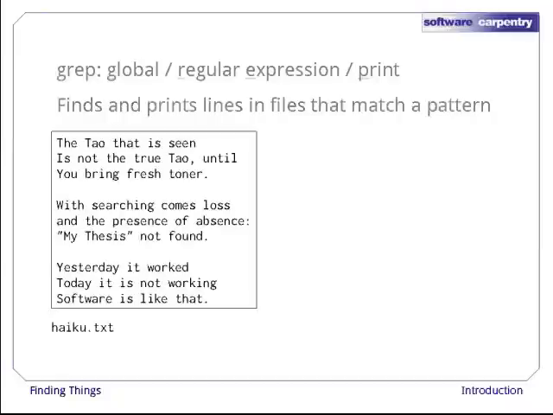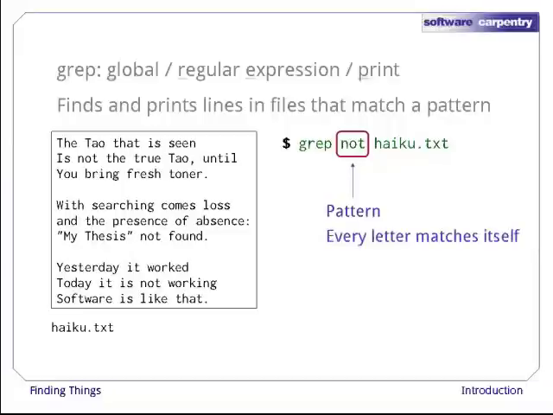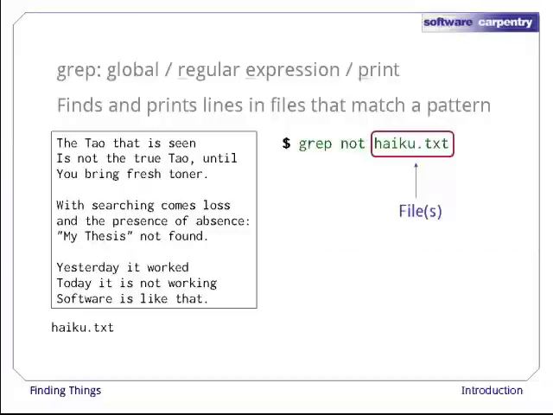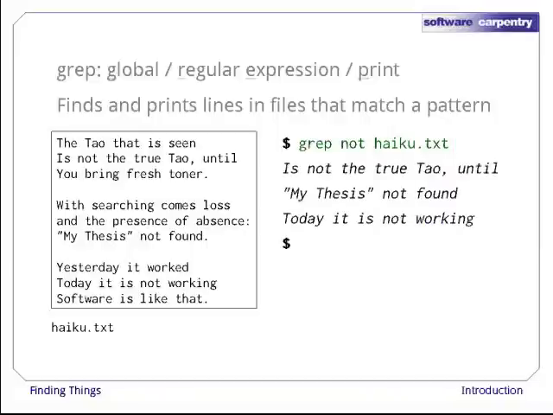Here's the file we'll use for our examples. It contains 3 computer haikus taken from a competition that Salon magazine ran in 1998. Let's run the command grep not haiku.txt. Here, not is the pattern we're searching for. It's a pretty simple pattern. Every alphanumeric character matches against itself. After the pattern comes the name or names of the files we're searching in. As you can see, the output is the 3 lines in the file that contain the letters NOT.